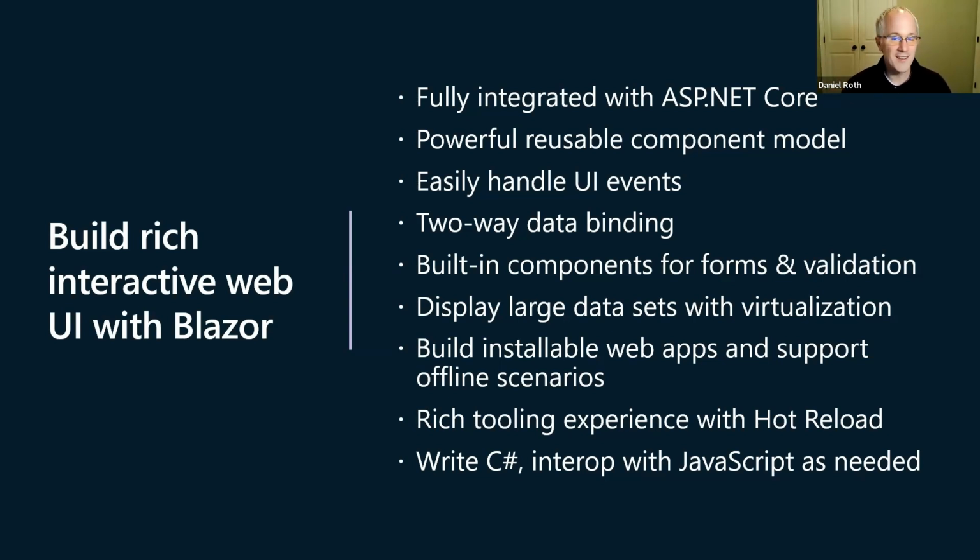You can use the latest open web standards with Blazor. Blazor is based fully on open web standards, so you can use it to build progressive web apps that are installable and that work offline. We provide rich tooling for Blazor in both Visual Studio and in Visual Studio Code, including support for hot reload. And while you typically write your Blazor apps using C#, you can also interoperate with existing JavaScript libraries if you need to. From your C# code, you can call into JavaScript, and from your JavaScript code, you can call back into C#.